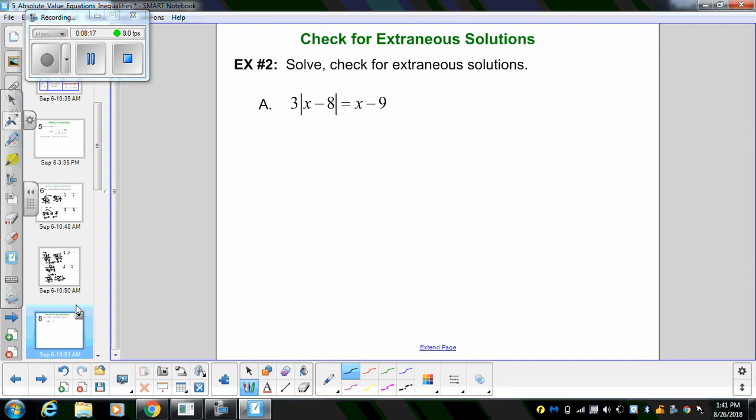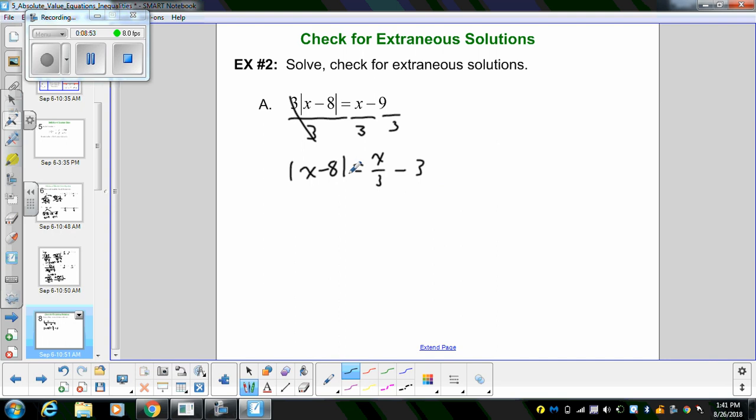Alright, if we take one like this, the first thing you've got to do is isolate the absolute value. So I'm actually going to get rid of my coefficient by dividing everything by 3. That will go away, so I'm left with the absolute value of x minus 8. It's going to be equal to x over 3 minus 9 over 3, which is 3. This couldn't actually simplify any further.